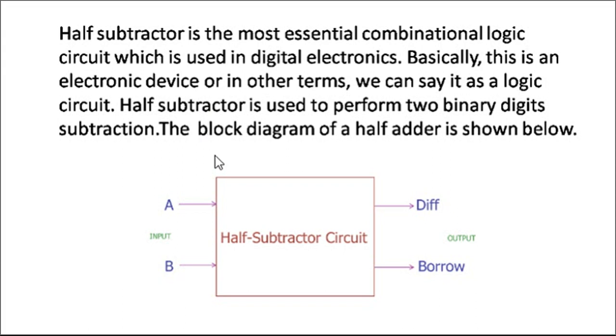The block diagram of half subtractor is shown below. Again, it has A, B inputs, and here there are two outputs. One is called the difference after subtraction of A minus B, and if a borrow occurs, then you can mark it as a borrow. So two inputs A, B, and two outputs, difference and borrow.